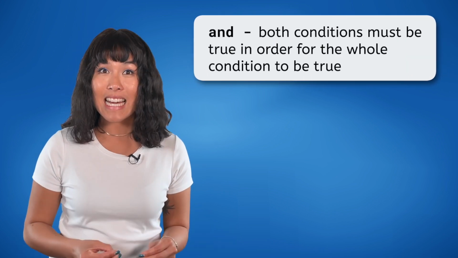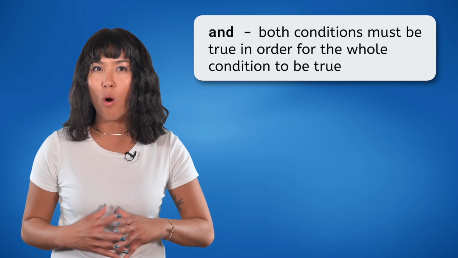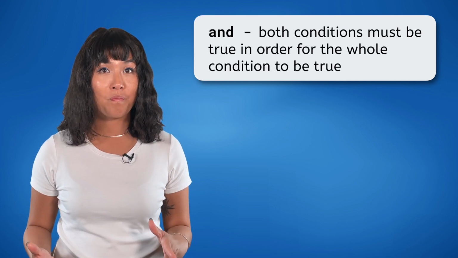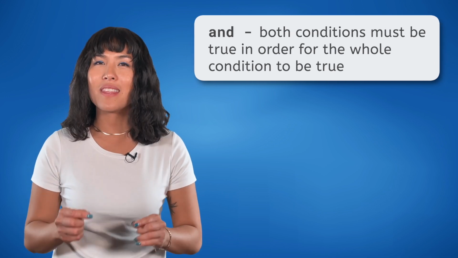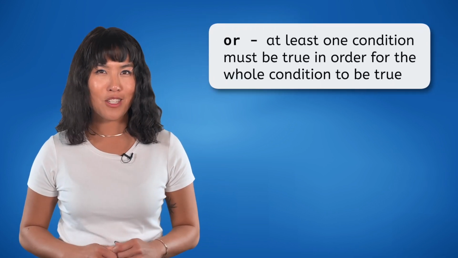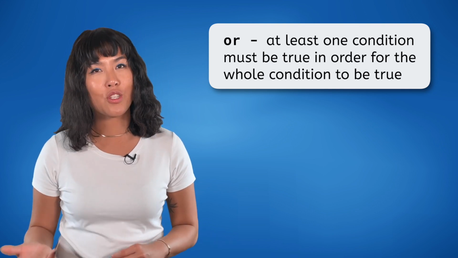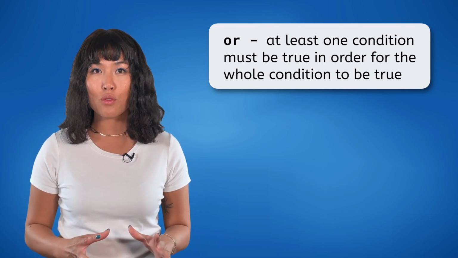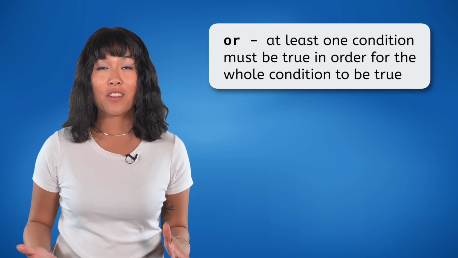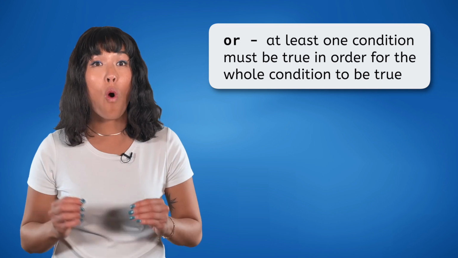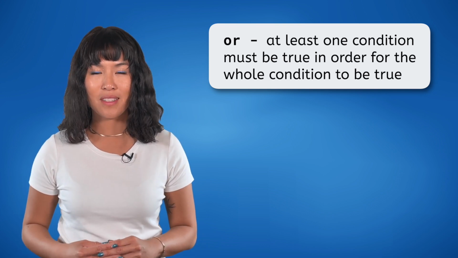That's right, and is used between two conditions, and if both conditions are true, the whole condition evaluates to true. Otherwise, the whole condition evaluates to false. What about the or logical operator? Do you remember what that does? Great! Or is used between two conditions, and if at least one condition is true, the whole condition evaluates to true. Otherwise, the whole condition evaluates to false. Remember, an or statement is only false if both conditions are false.